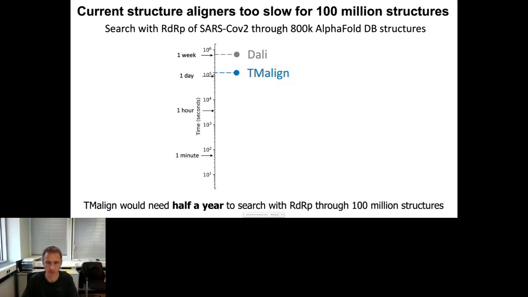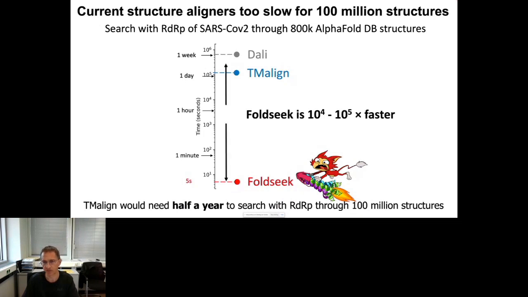And Foldseek, which I'm going to explain to you now, is taking 5 seconds for this search, which is 4 to 5 orders of magnitude faster. But this is actually rather an underestimate because it scales much better than these tools. These tools, you can be lucky if they scale linearly with the size of the databases, whereas Foldseek, we expect it to be scaling sublinearly.